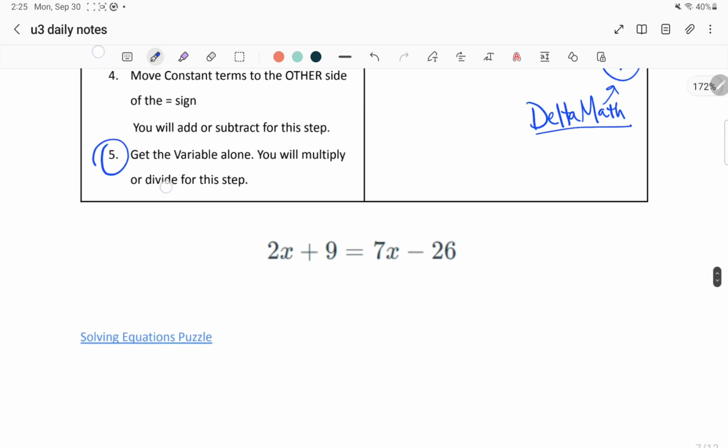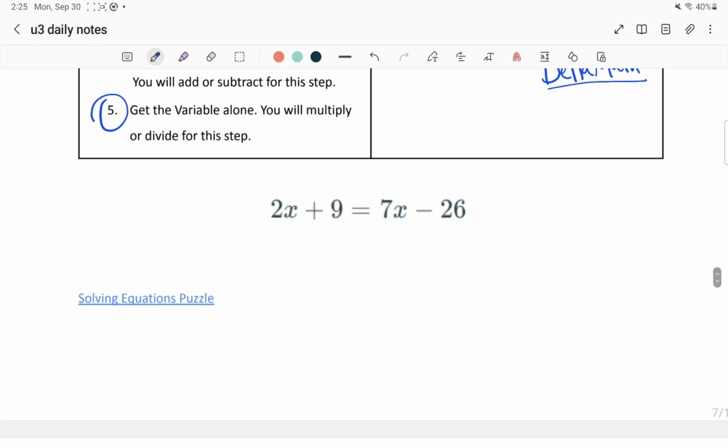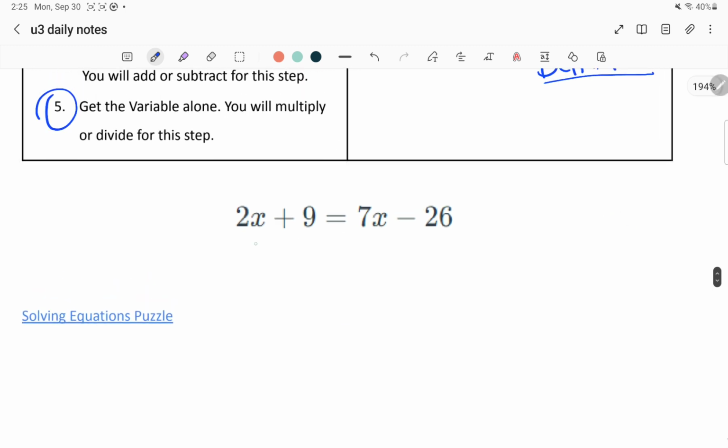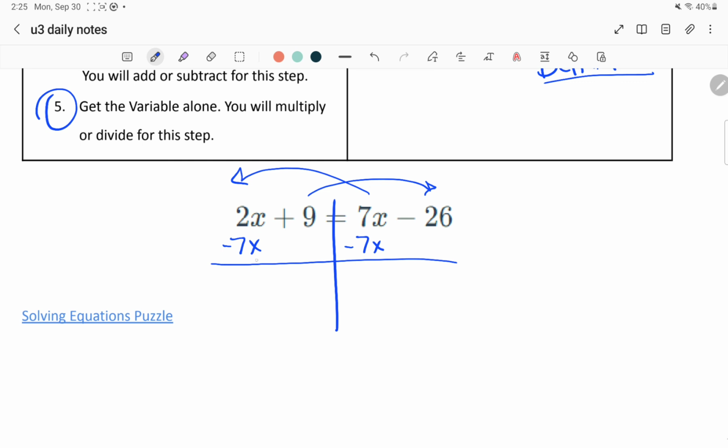All right, let's practice one more time. This is what your homework looks like, a little bit nicer, right? I need to move all the variables over here, and I need to move all the constants over here. So I'm going to do minus 7x on both sides. Notice I'm lining the x's up together. Please do that every single time. Remember, I can't squish these together, so I'm not going to bother trying. The x's are always going to line up, and then my constants are always going to line up. So I've got 2 minus 7 is negative 5x plus 9 equals negative 26.